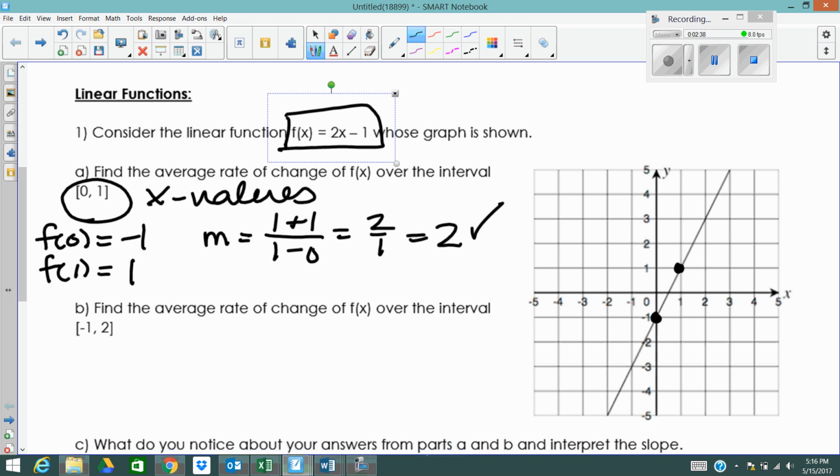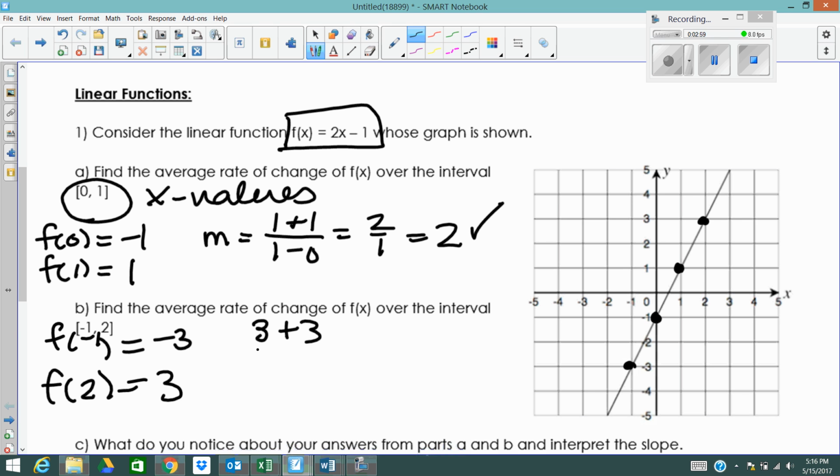Now let's check the rate of change over the interval of negative 1 and 2. So the value of the function at negative 1 is negative 3, and the value of our function at 2 is 3. So we would have 3 plus 3, because again, when you minus a negative, it changes to addition, over 2 plus 1, same reason. When you subtract a negative, it changes to addition. So we get 6 over 3, which again is 2.